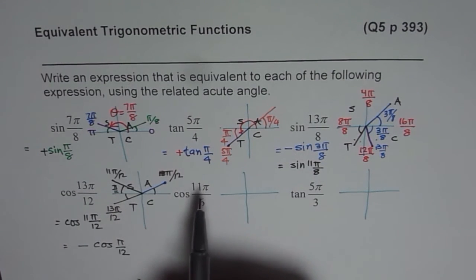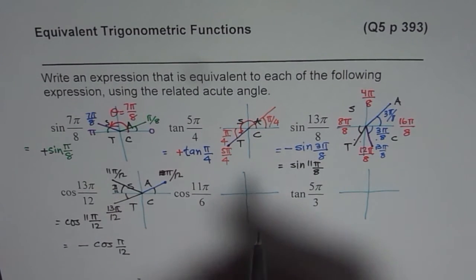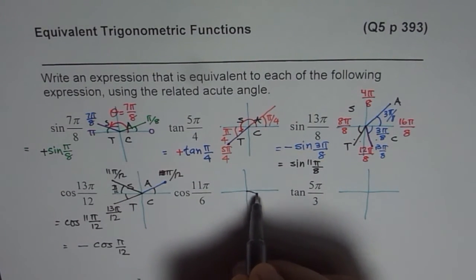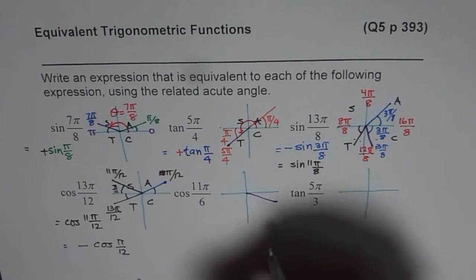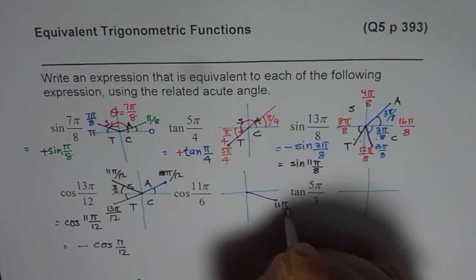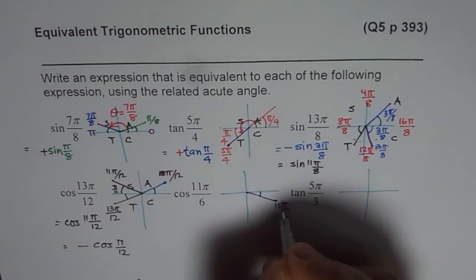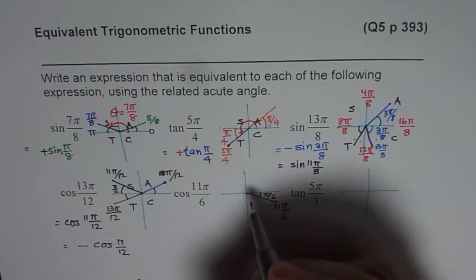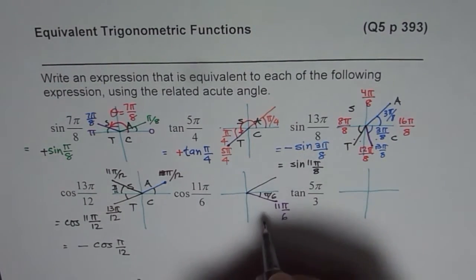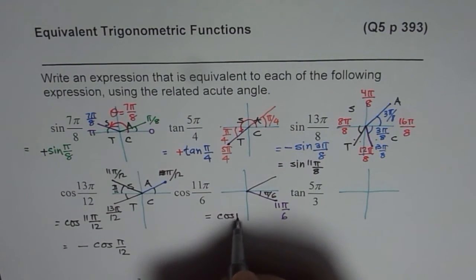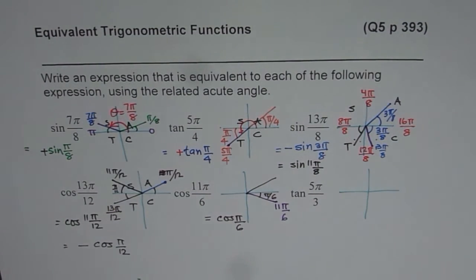Let's continue. Cos 11 pi by 6. So we have 6 here, 6 there, 12 in all. So 11 means you are right there in quadrant 4. So that is 11 pi by 6. The acute angle for us in this case will be the 12th pi by 6, or pi by 6. Cos is positive here, correct? So since cos is positive, we can write this as equal to cos of pi by 6. You got an idea, right?